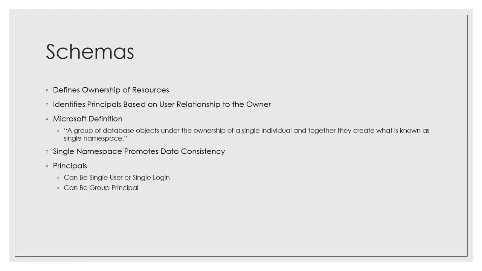And these principals can be single user or single login, or they can be a group principal, or there can be multiple people who have access to this. So I want to give you guys an example of a couple of schemas that you may have seen. When we are creating tables, a lot of times you might see something that says dbo.person. Okay, dbo is the schema in which that table exists.